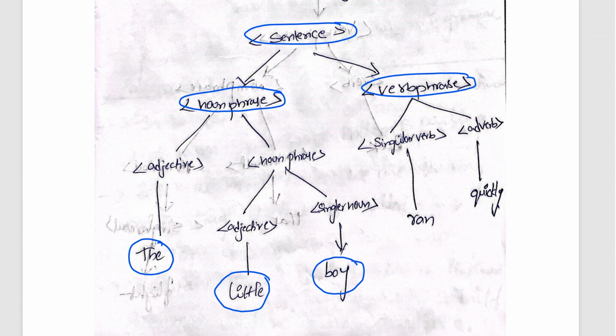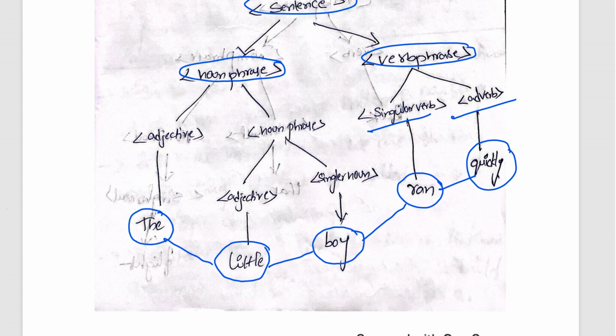Now coming to the verb phrase part. The verb phrase is followed with the singular verb and adverb. Based on the given input sentence, the singular verb available is ran, and the adverb along with the verb is quickly. Now the sentence formation is syntactically correct: the little boy ran quickly. This is the way of constructing the parse tree. This is a simple example of parsing in NLP.